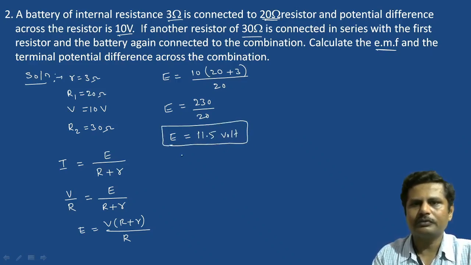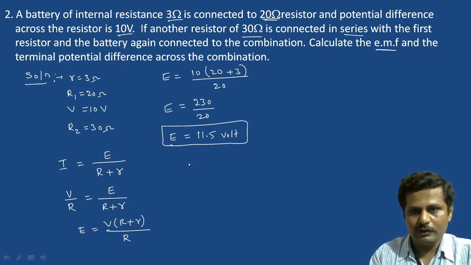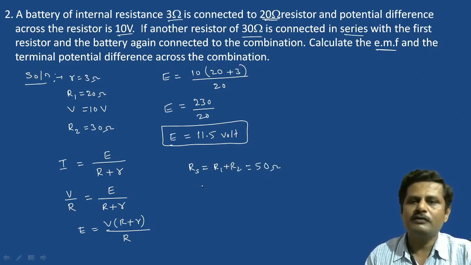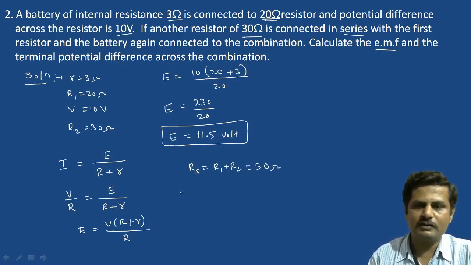Now we need to find out the terminal potential difference across the combination. What is the terminal potential difference across the combination? They are connected in series, so the effective resistance of these two will be equal to R1 plus R2, that is 30 plus 20, which is 50 ohm. We need to find out now the potential difference across the combination, that is RS, across the effective resistance.